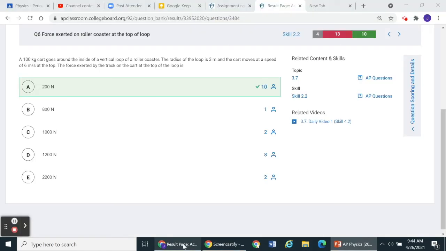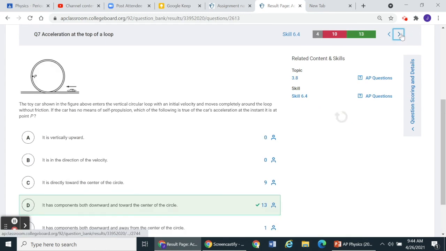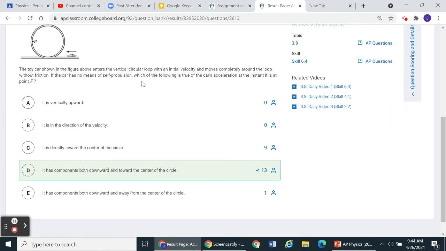Now, I'm assuming there's a pretty good spread on these answers as well. There were 10 people who got this one wrong, and almost everybody picked that it is directly towards the center of the circle. It's not a ridiculous answer, but it's important to realize that in that instance, you're forgetting about gravity. It has to have a part that is both directly towards the center of the circle and downward to account for the centripetal force, which is really the normal force from the track here, and the gravitational force. And so the answer is D.